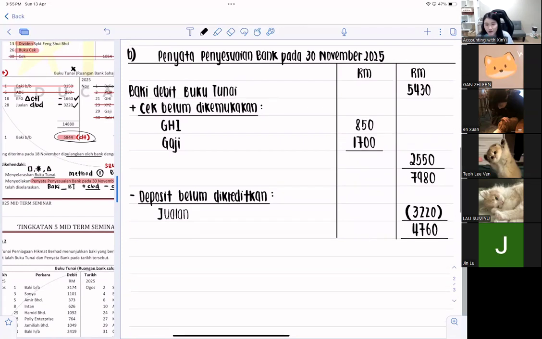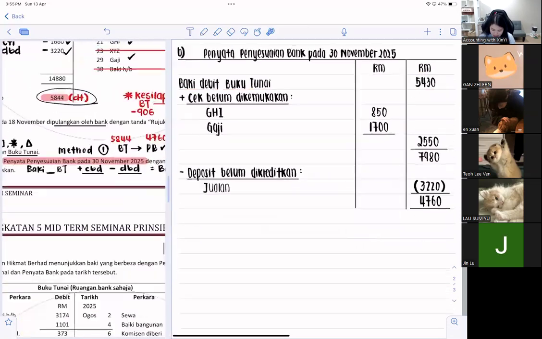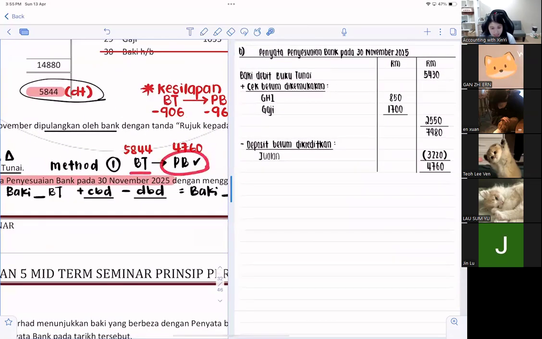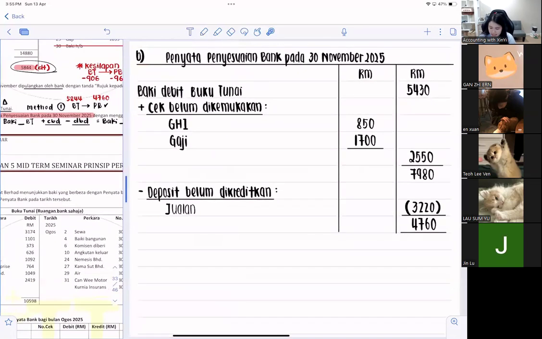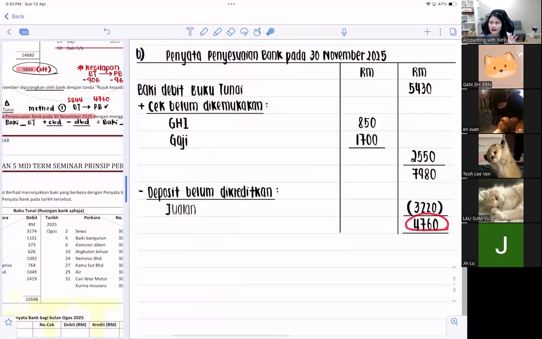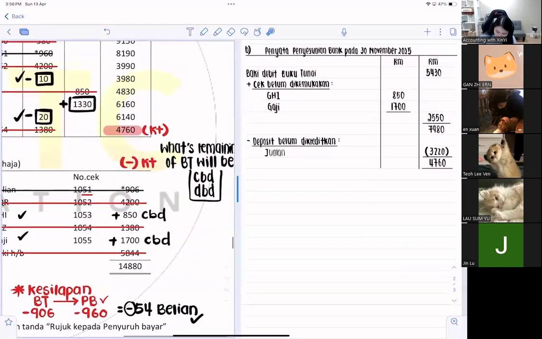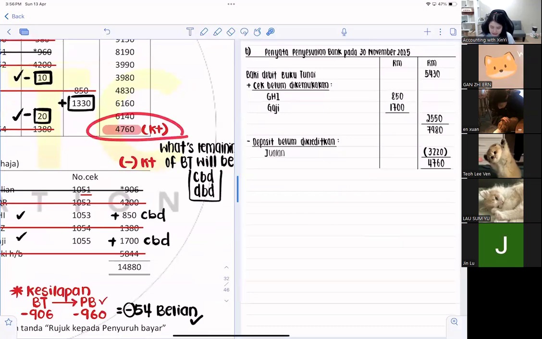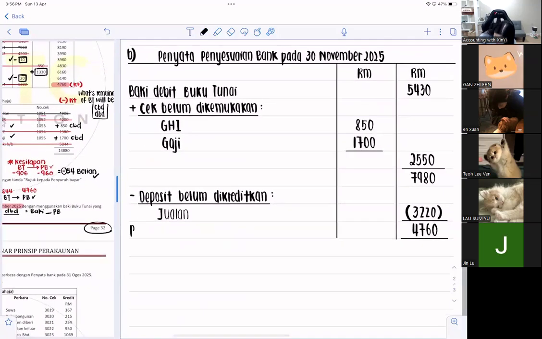Be careful because the 4760, you also need to give an explanation as how you write your 5430 on top. You see, your method is to start with buku tunai, ends with penyata bank. Of course, you have to explain properly which statement you referred to, to get this 4760. The statement you referred to is your penyata bank showing you baki credit. So the final answer to be written as baki credit, penyata bank.